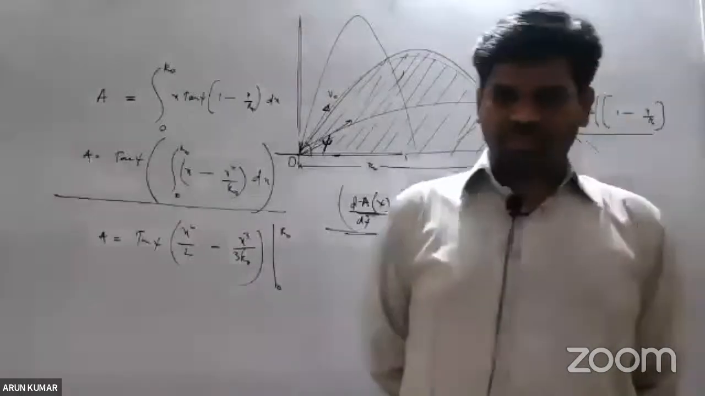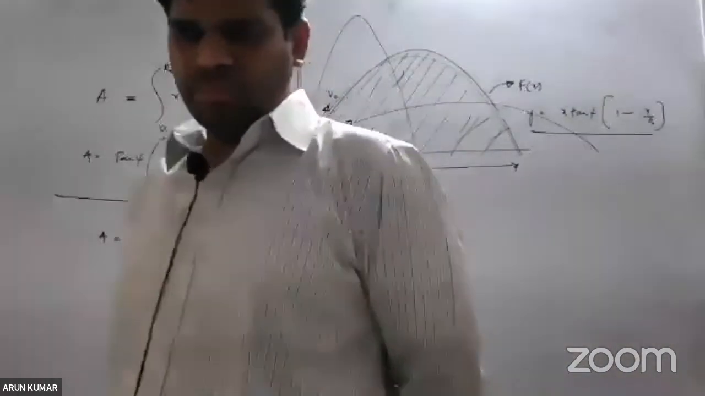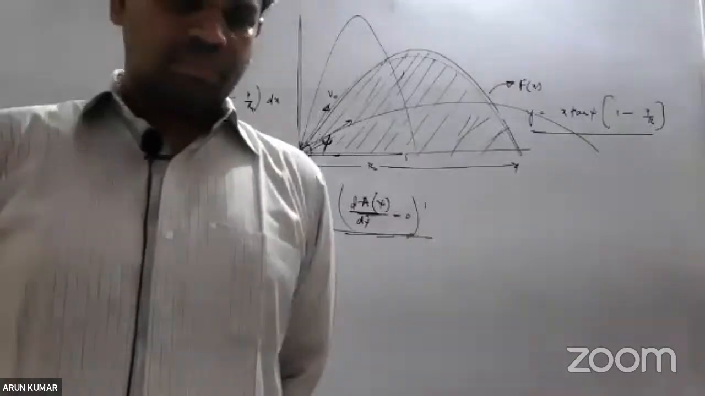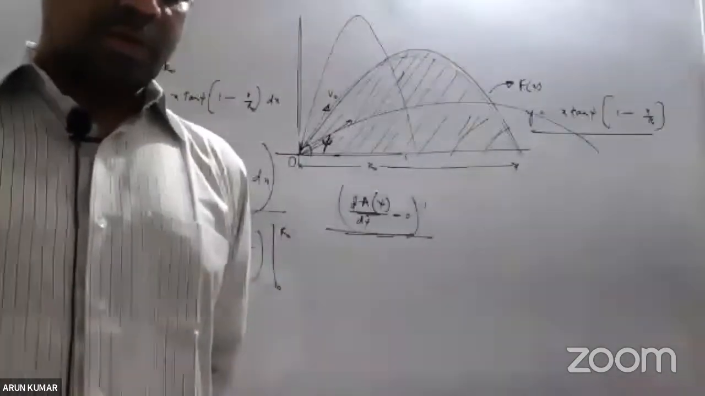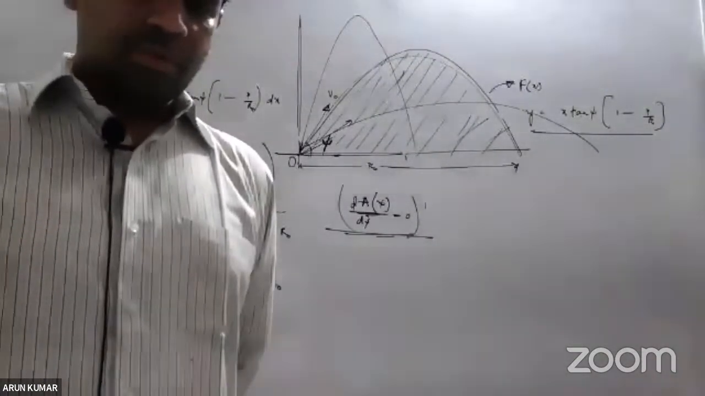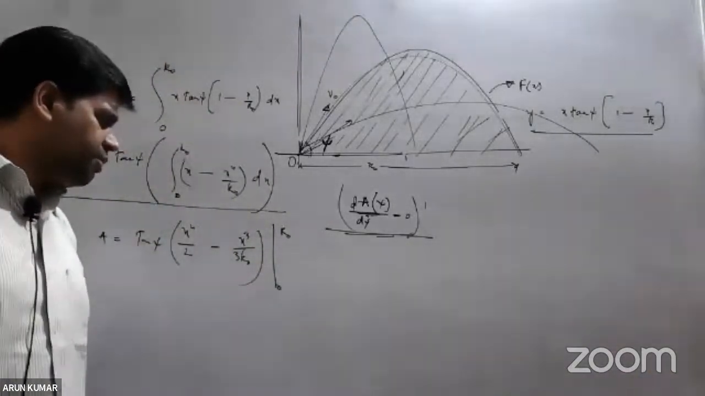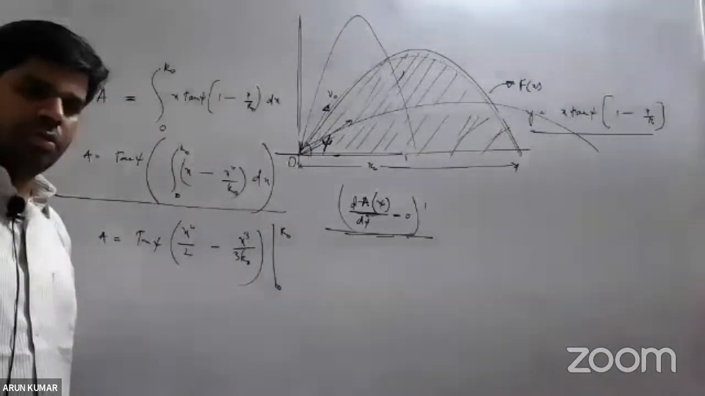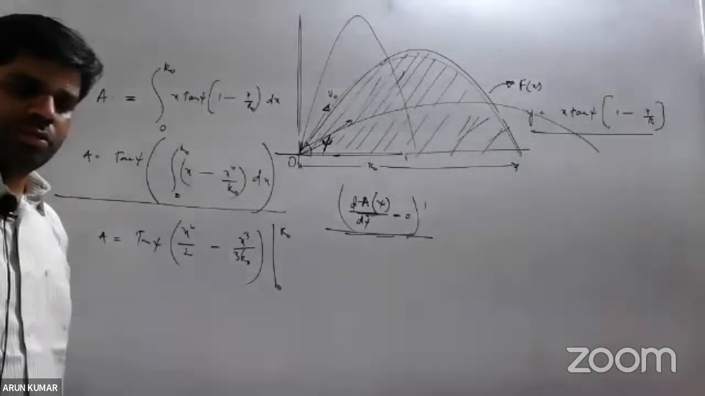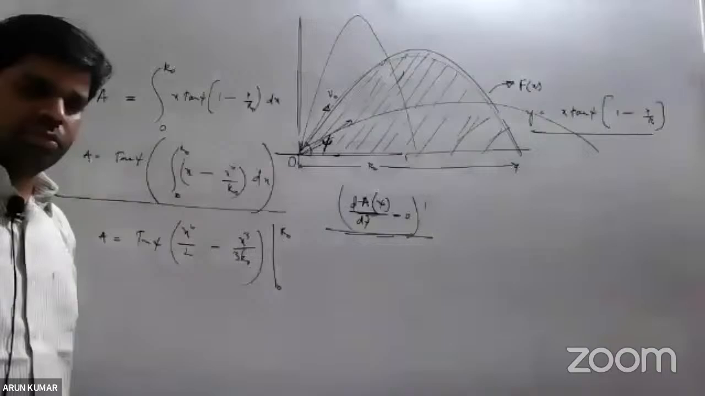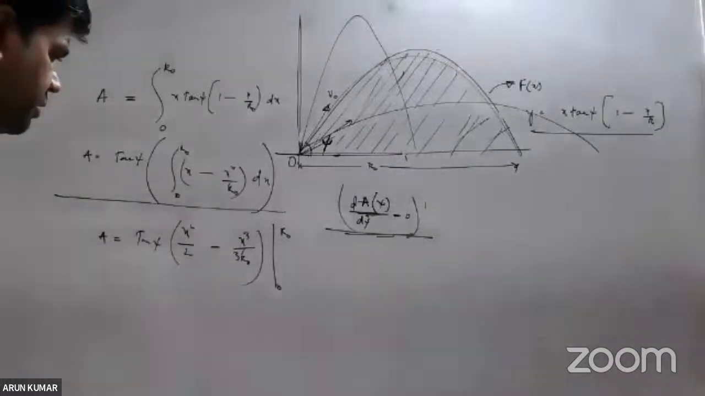One by two is the answer? No. What happens to r? There is r as well, right? How will you get 1 by 2? Sir, r square by 6. Yeah, r square by 6. That's right.